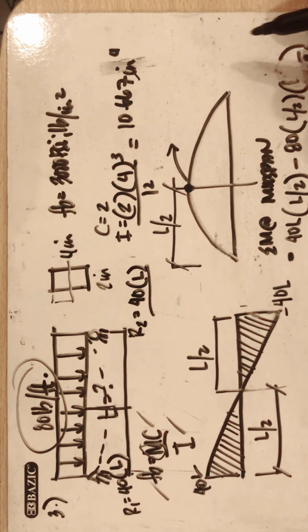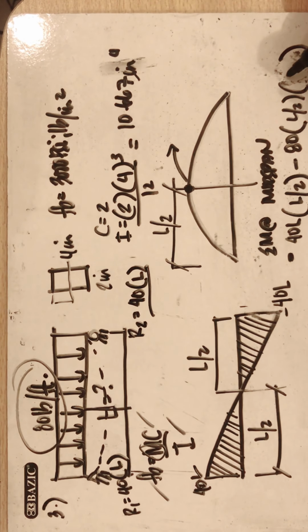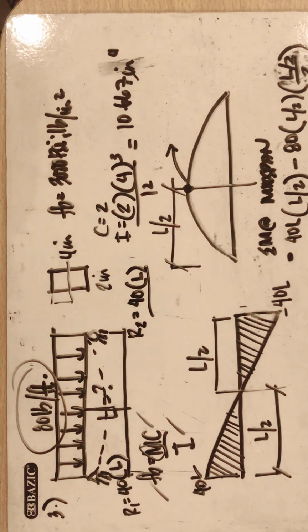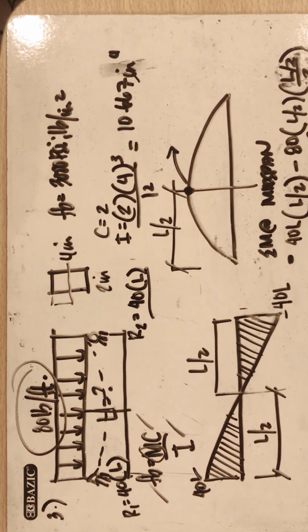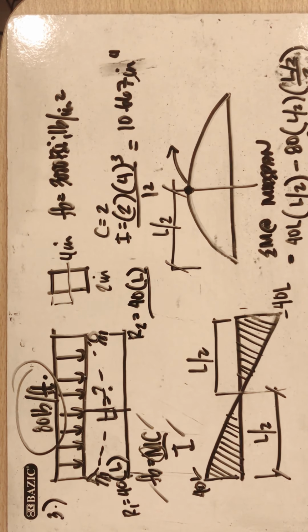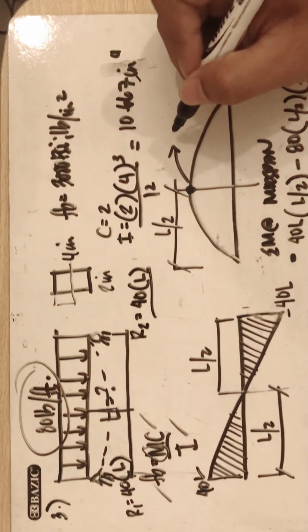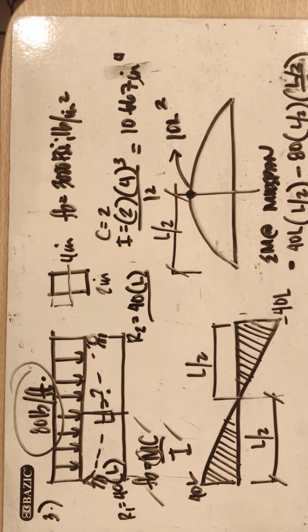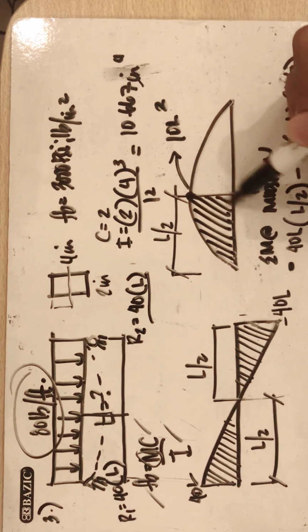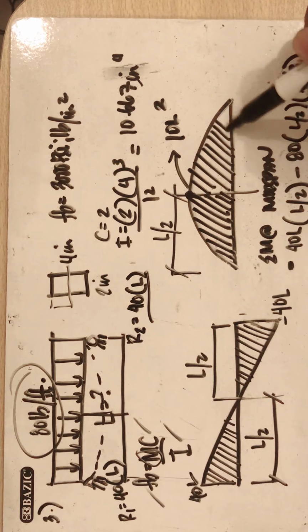So this becomes 2 times 2, 4 times 2, 8, so this becomes 10L squared. Simplifying, the maximum moment at midspan is 10L squared. This is our maximum moment equation. Then let's plug it into our formula.